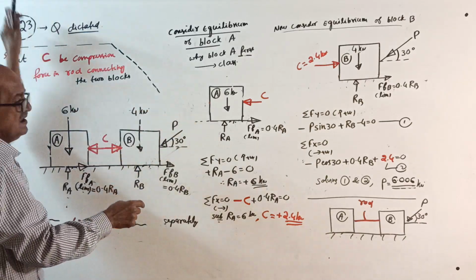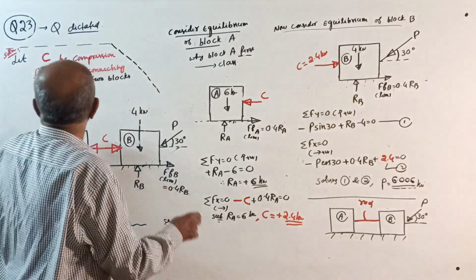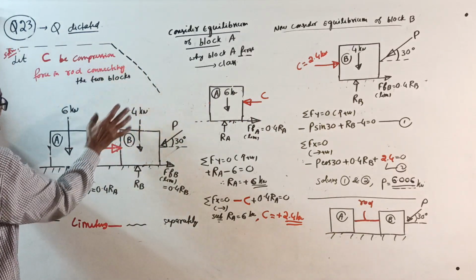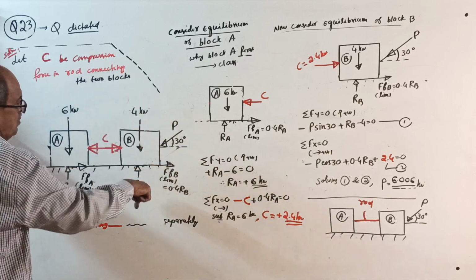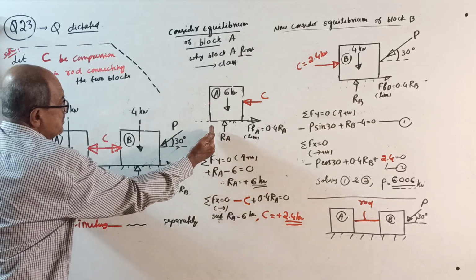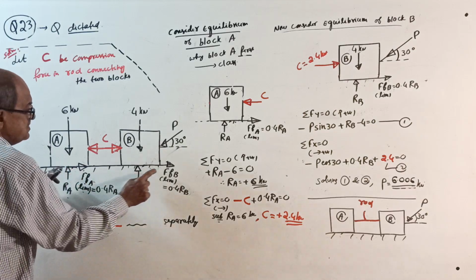Now again, since you are pushing, the rod will be in compression. Let C be the compression force in the rod connecting the two blocks. Already explained. Weight 6, weight 4. Then RA, RB. Push this way, so the system will move to the left side. Friction force is to the right side.